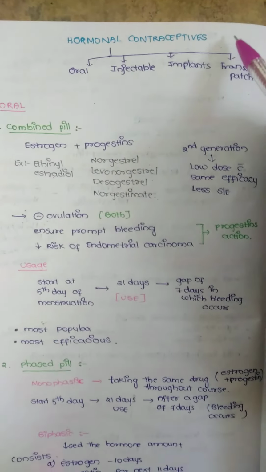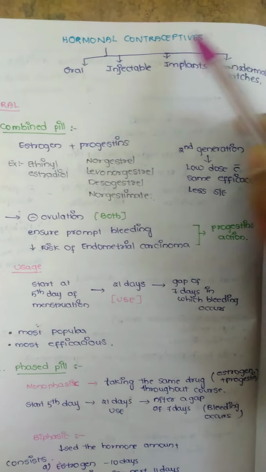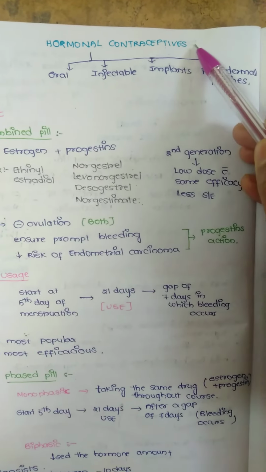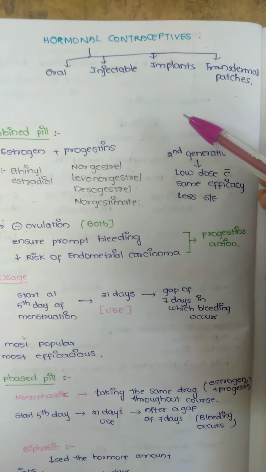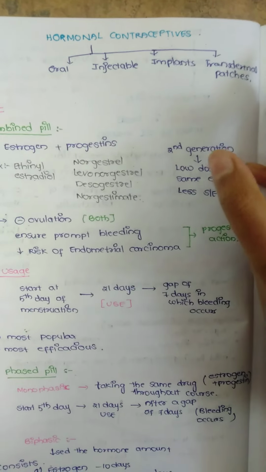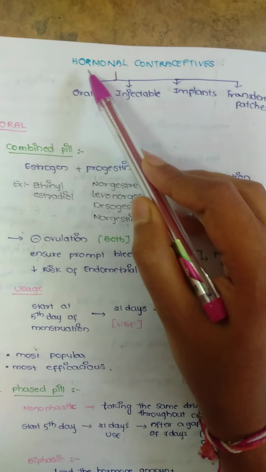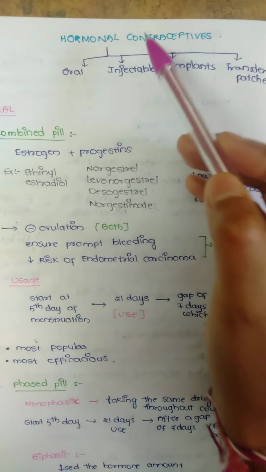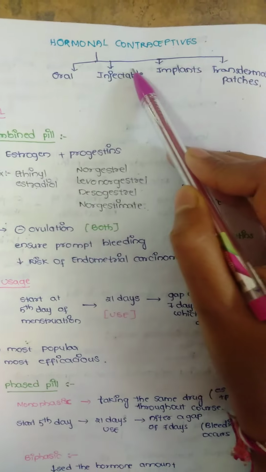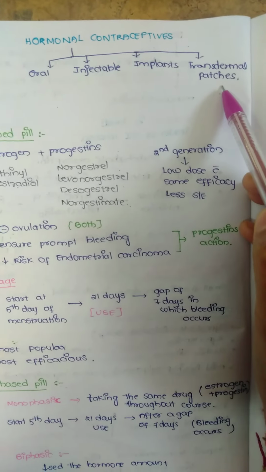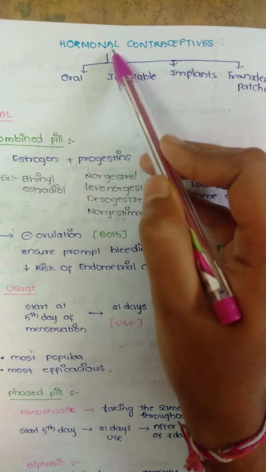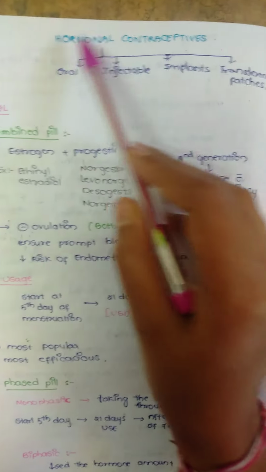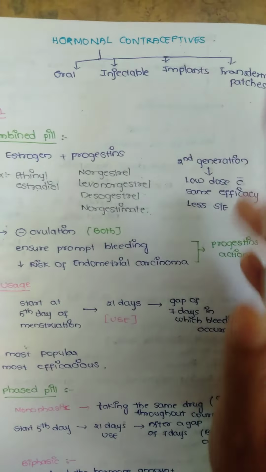Today let us learn about hormonal contraceptives. What is a contraceptive? Contraceptive is the one which prevents the conception. What is conception? It is the fertilization. What is the hormonal term? We use hormonal tablets or injectable forms or implants or transdermal patches in order to prevent conception. This is called hormonal contraception.